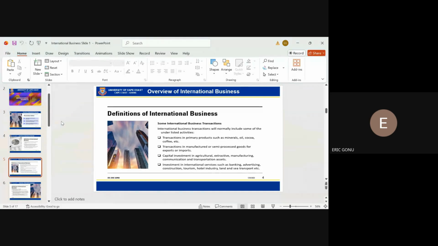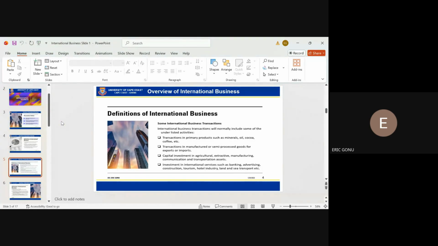Now let's look at some of the transactions, like I spoke about transactions earlier on. What are some of the transactions that we can deem to form part of international business? So if you find yourself in any of these, you are involved in international business transactions. International business transactions will normally include some of the underlisted activities.